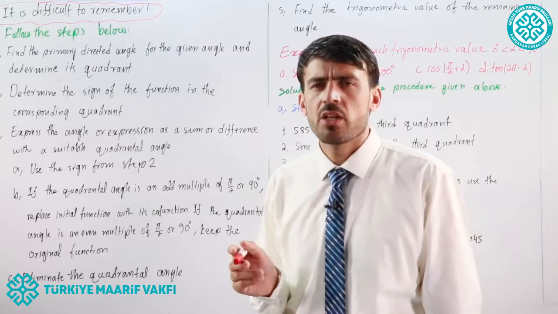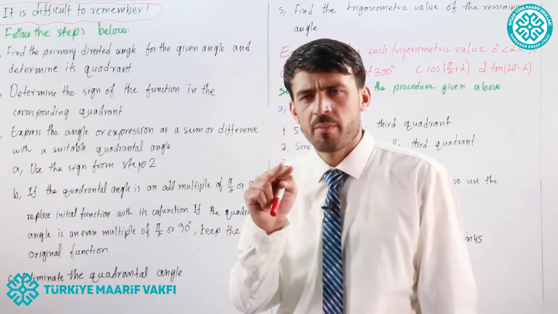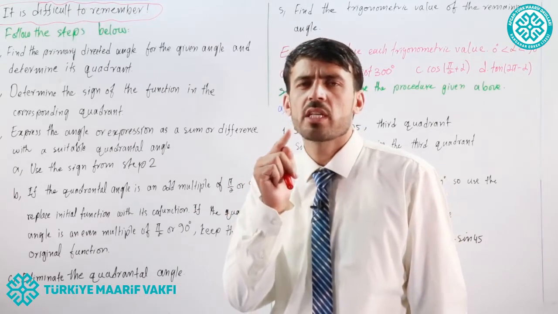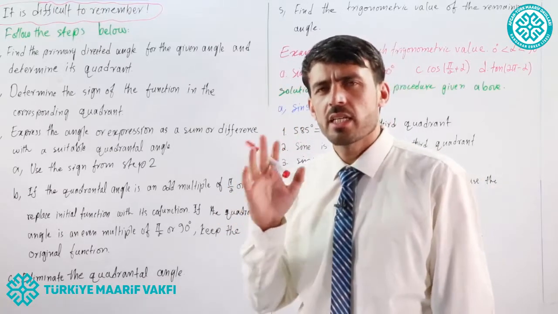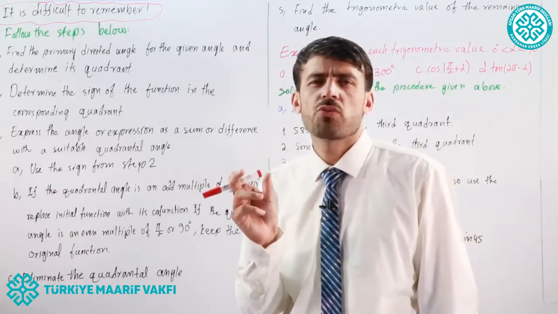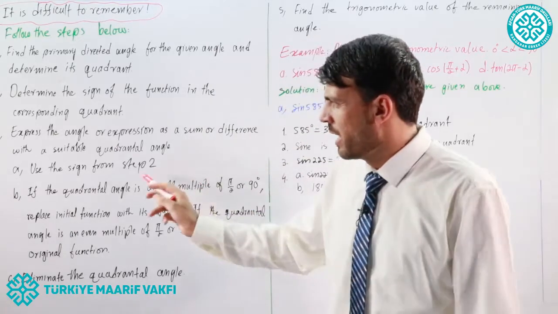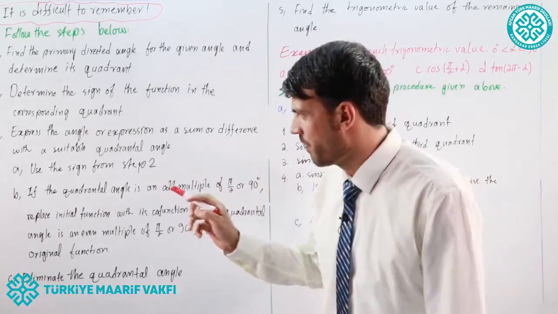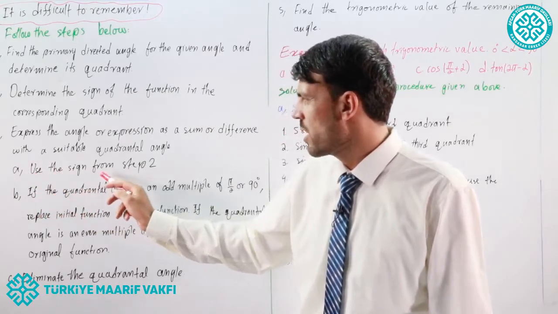It means you should write the primary directed angle as a sum of 2 angles, of which the first angle is a quadrantal angle, or you can write the angle as a difference of 2 angles, where one of them is the quadrantal angle. The fourth step has 3 other steps. The first step is to use the sign from step 2.